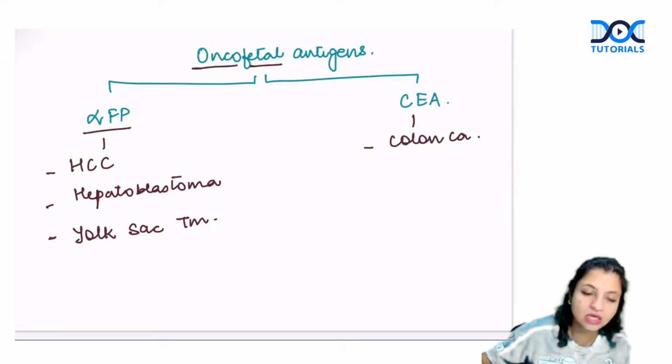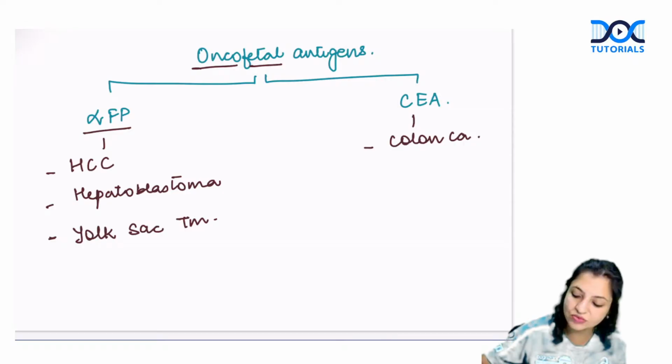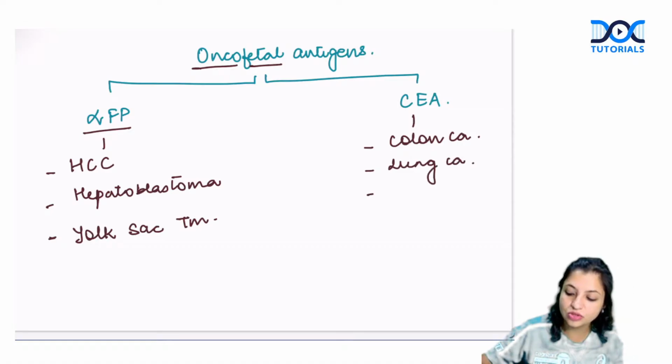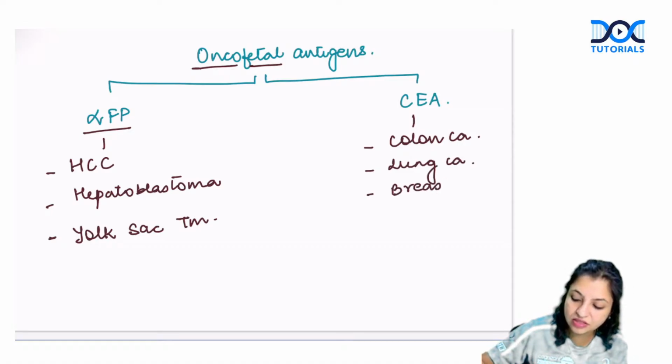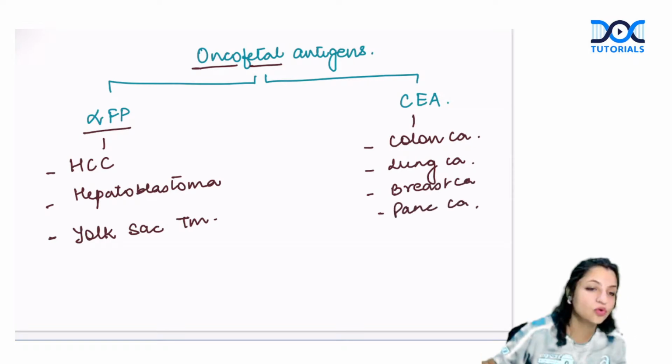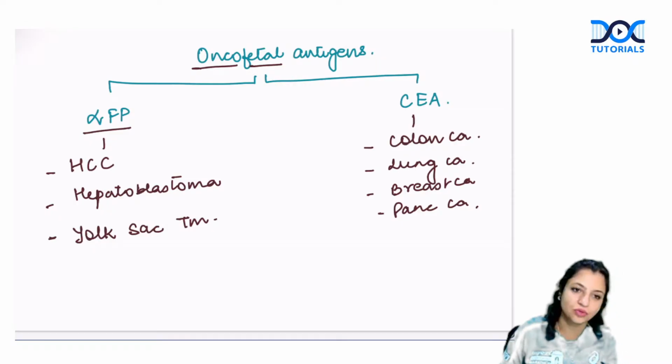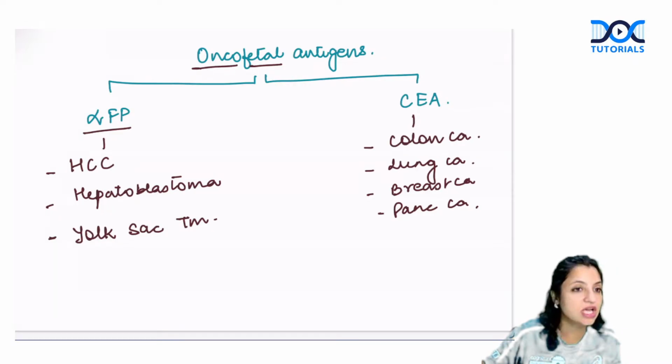So CEA is positive in colon cancers, and that is what you have to remember. Apart from that, this can also be positive in lung cancers. It can also be positive in some breast cancers, okay, and some pancreatic cancer. So it's not specific only for colon cancer. It can be positive in lung, breast, and pancreatic cancer also, okay. Sometimes it is also positive in gastric cancers.